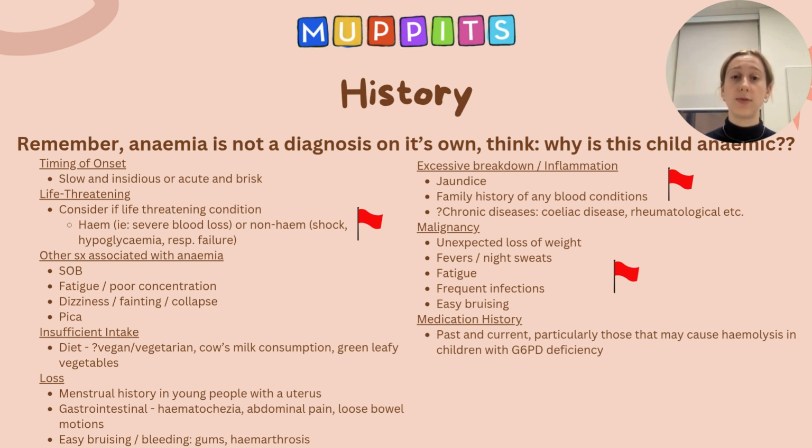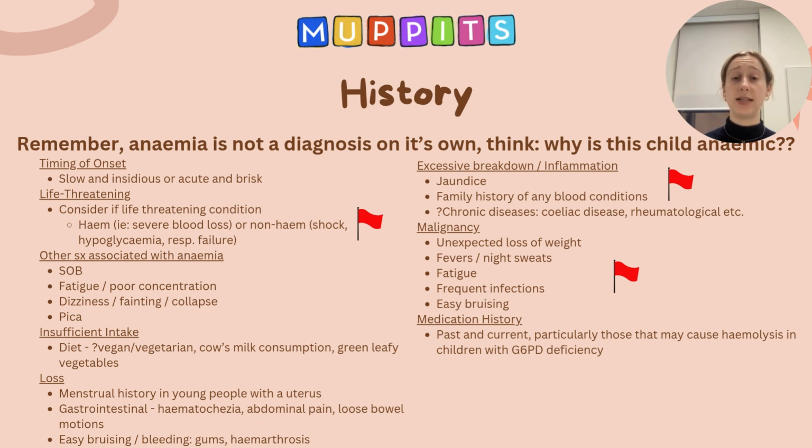So in terms of timing, you want to think about, is it slow and insidious, the onset of the pallor, or did it happen really suddenly? And you've got to consider, is this a life-threatening condition? So, for example, has there been severe blood loss that's happened acutely? Is this child in shock, in respiratory failure, or are they having a hypoglycemic episode?